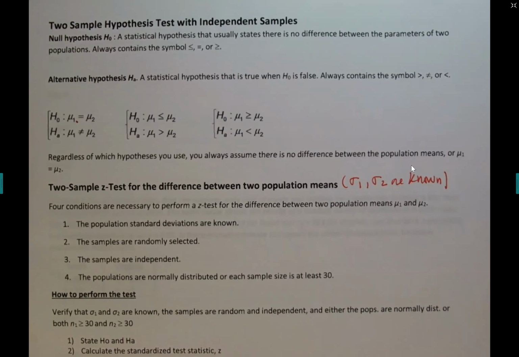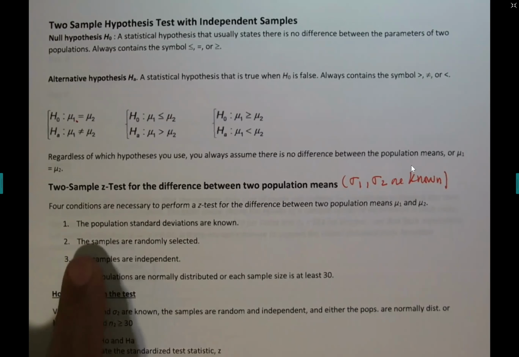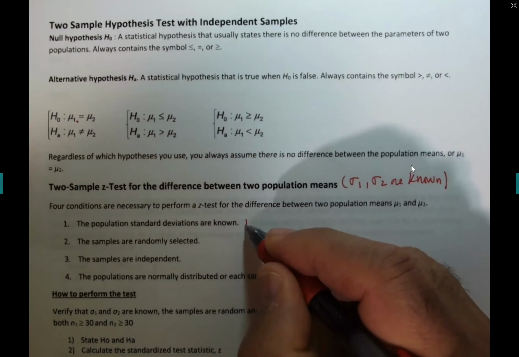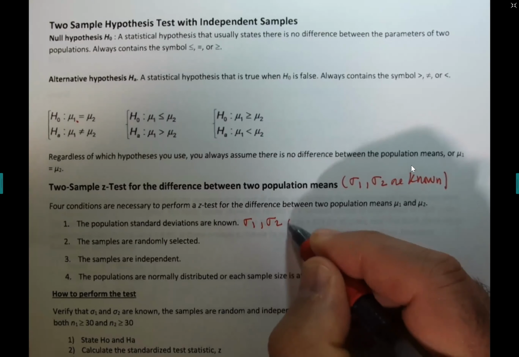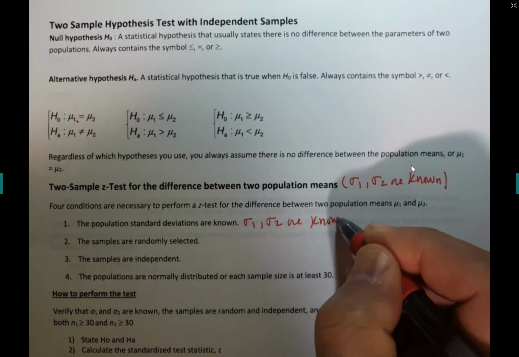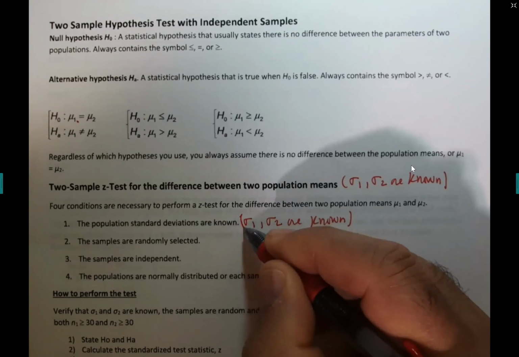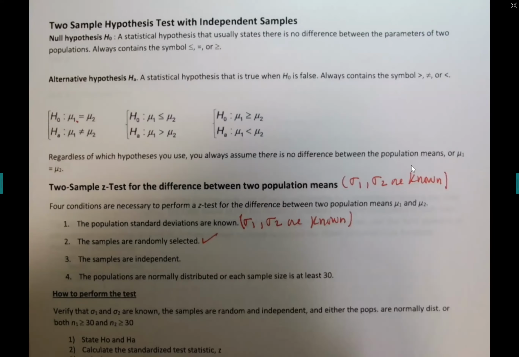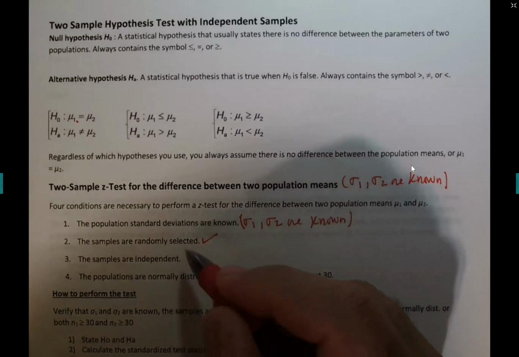Here are the conditions, guys, in order to be able to perform the two-sample z-test. The population standard deviations are known. Sigma 1, sigma 2 are known. He has to give them to you. The samples are randomly selected. The samples are independent.